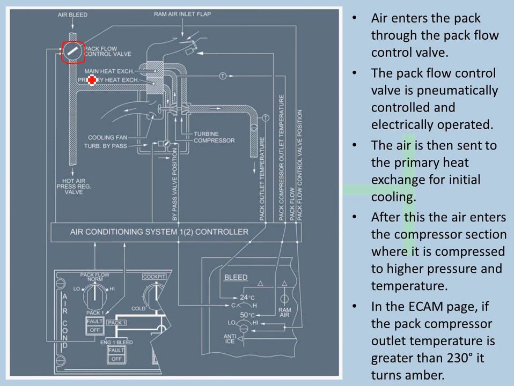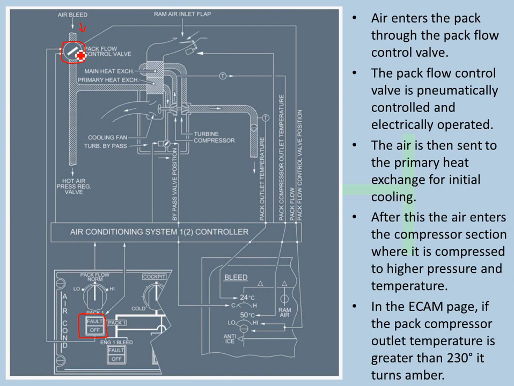So what that means is, only if there is some bleed, some air pressure on this side, only then will it open, irrespective of the switch position. Electrically operated means the pilot can electrically switch it off or on. Alright, so even if it is on and there is no bleed here, this will remain off. Okay, so that's the speciality of the pack flow control valve. It is pneumatically controlled, so it will work only if you have a bleed.